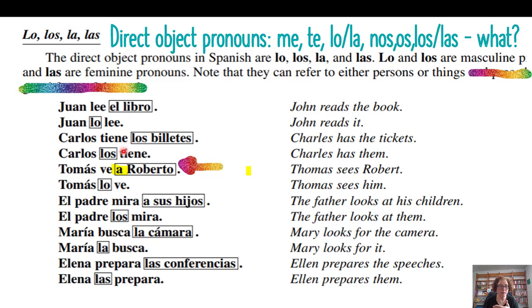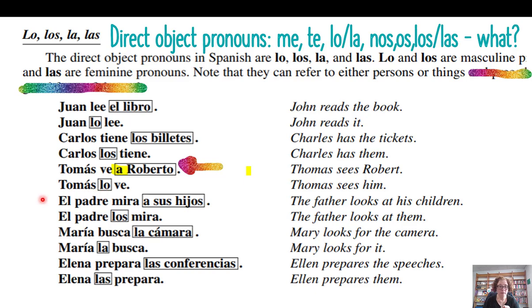So again, them, masculine. Now, be very careful with this one, because this is where sometimes in English it's kind of weird, because we're asking what. So Carlos ve a Roberto. So Carlos sees Roberto in English. What does he see? Roberto, okay? Roberto is a person, so I need this preposition that you have there, a, because the direct object of the verb is a person. I need a. I don't need it when I do it in the pronoun. Tomás lo ve. Tomás sees him, okay?